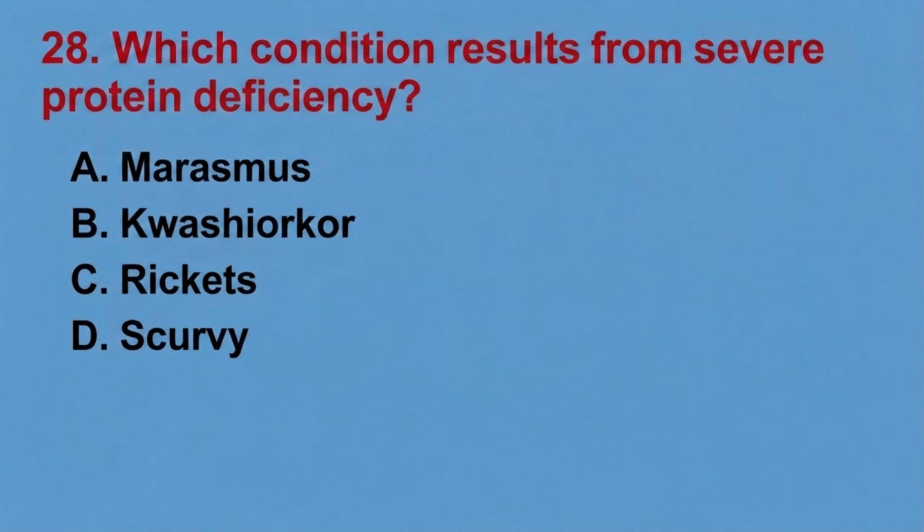Question 28, which condition results from severe protein deficiency? A. Marasmus, B. Kwashiorkor, C. Rickets, D. Scurvy. You have 5 seconds.